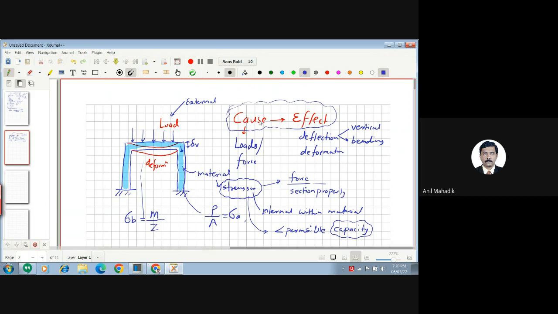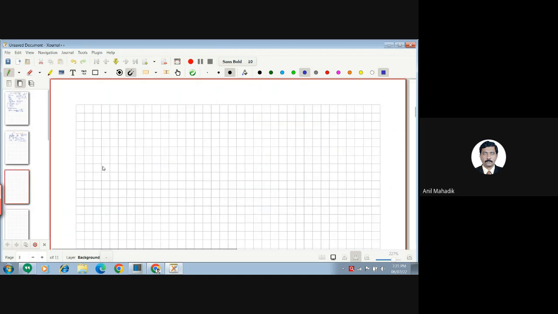So we should learn the causes first in basics, and then we will learn the effects also. So in any structure, let's go into detail regarding the causes, and the main cause is load or force. Okay. So what kinds of forces or loads are there actually in structures? What is the fundamental basic load which is there in the structure?